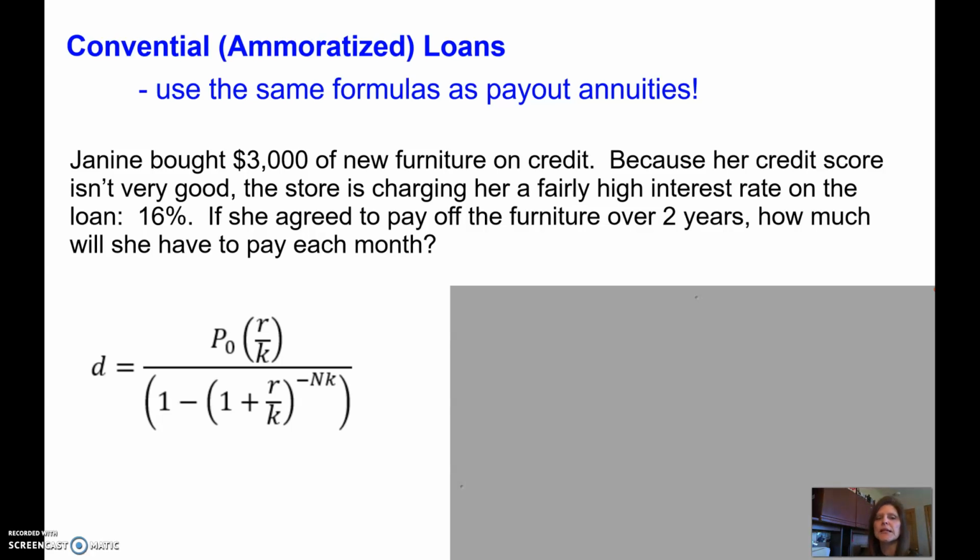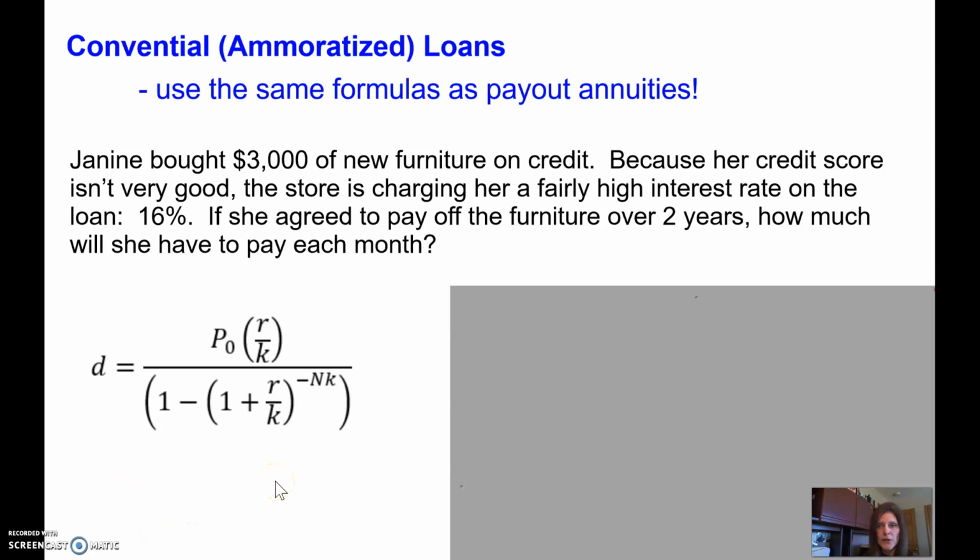Here's an example. Janine bought $3,000 of new furniture on credit. Her credit score isn't good, so she's charged 16% interest. She's agreed to pay it off over 2 years, and we want to know how much she's going to have to pay every month. We're asking for the payment, which means we're asking for the D, not the P, the D, when you're looking for that regular deposit or withdrawal. So here's the formula we're going to use.